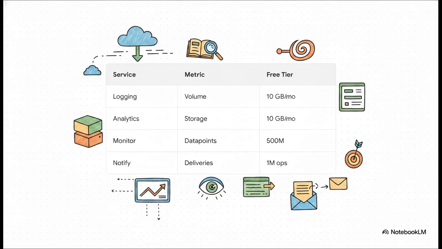For monitoring, all internal service metrics are totally free, and for custom metrics, your first 500 million data points are free. Even the notification service throws in 1 million delivery operations and 1,000 emails per month at no cost. It is a crazy cost-effective way to get enterprise-grade visibility.